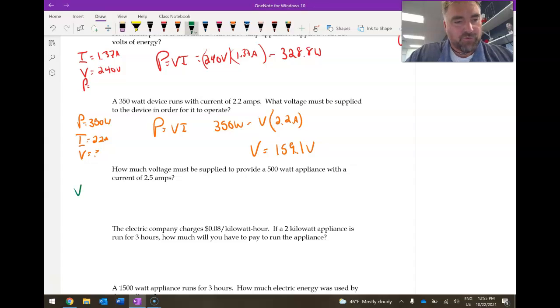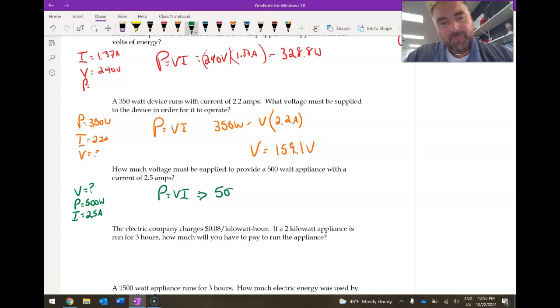All right, for the next one, we're looking for voltage again. So we'll put this in green. So voltage is equal to question mark. And we know power is equal to 500 watts, and we know we have a current of 2.5 amps. And so again, we're trying to find voltage. So again, P is equal to V times I. In this case, we're going to take the power, which is 500 watts, looking for voltage, current is 2.5 amps. So we divide those through, and we find that our voltage is a whopping 200 volts.